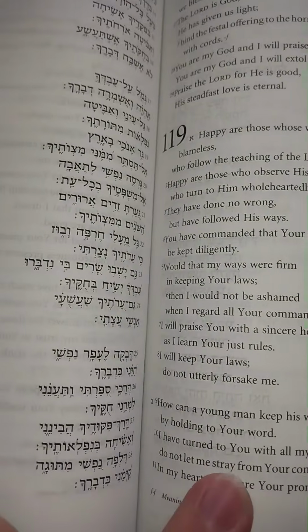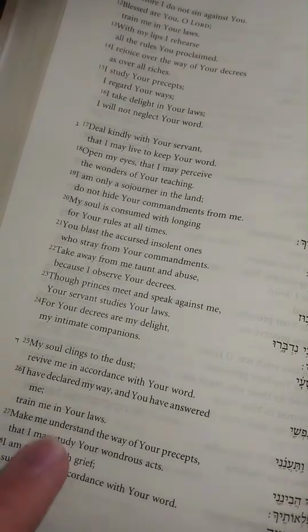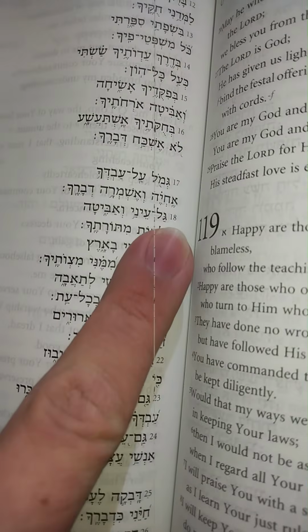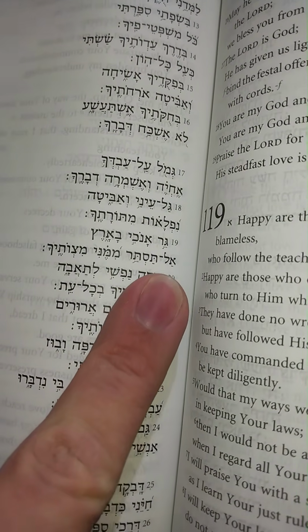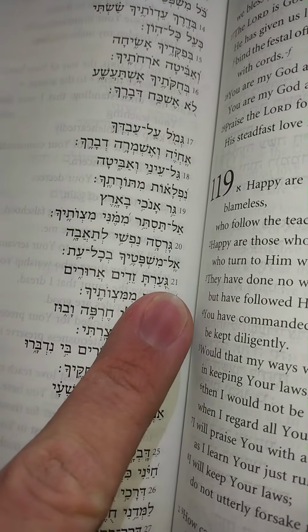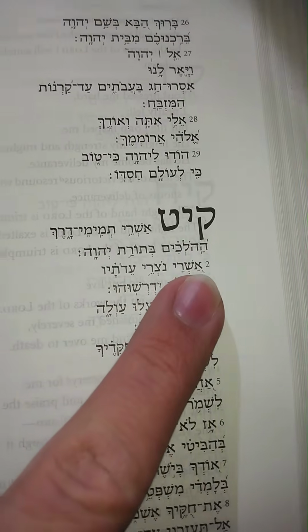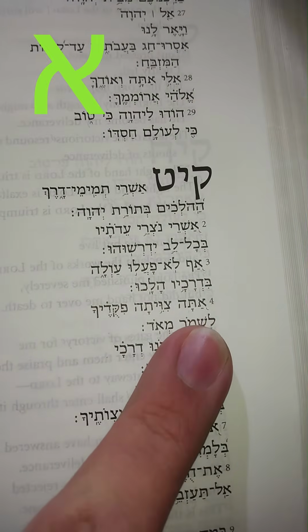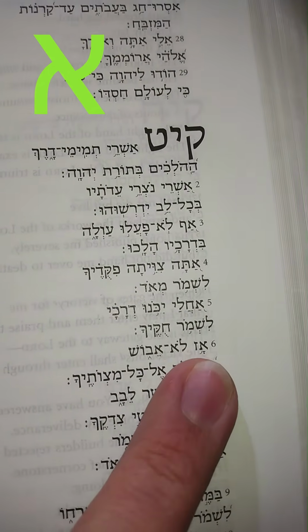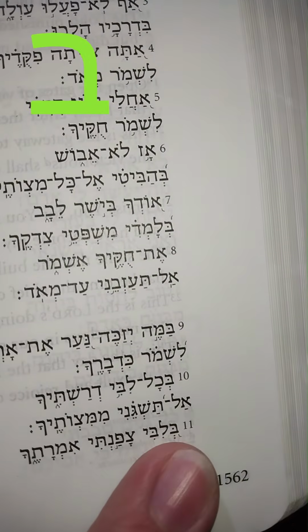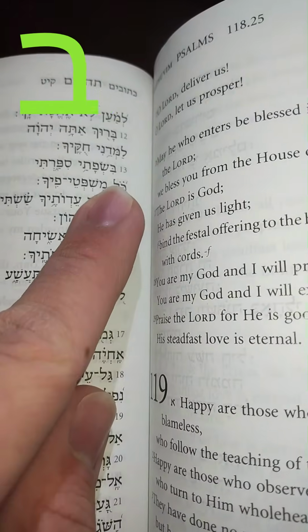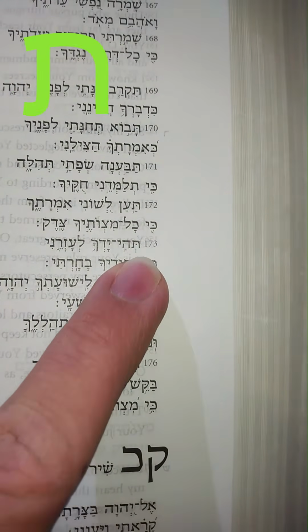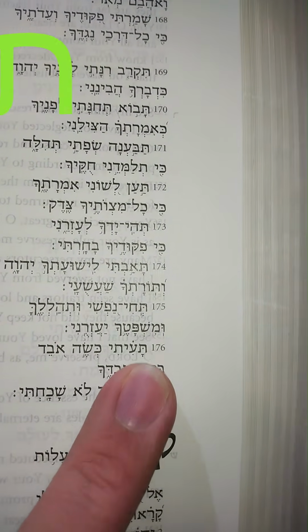Psalm 119 is divided into 22 groups, which each have 8 lines. All 8 lines of each of these 22 groups start with one of the 22 letters of the Aleph Beit. The first 8 verses of the psalm all start with the first letter Aleph in Hebrew, and the next 8 start with the second letter Beit, and so on until we get to the last 8 verses, which each start with the last letter Tav.